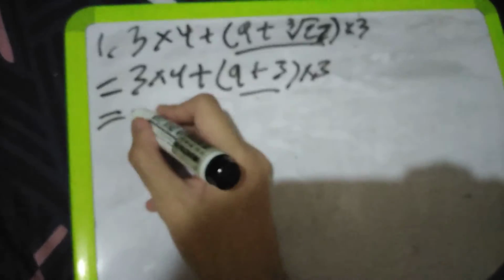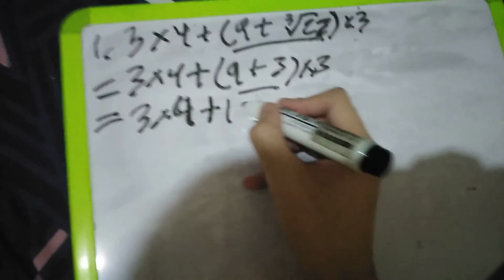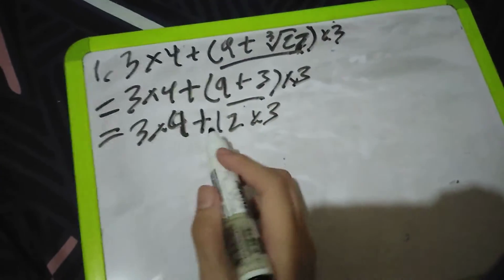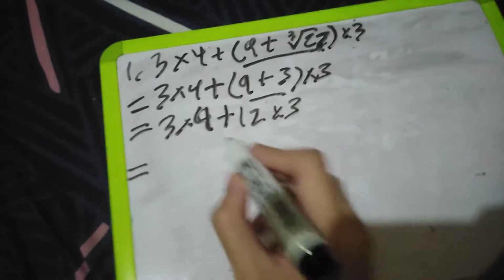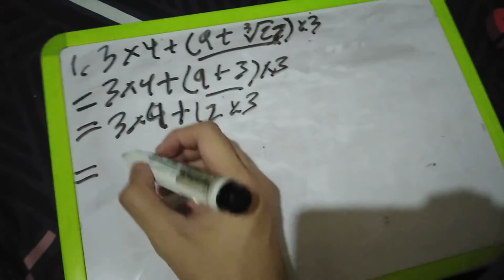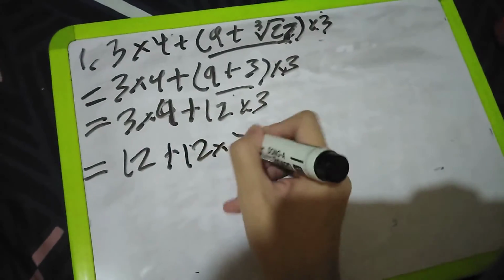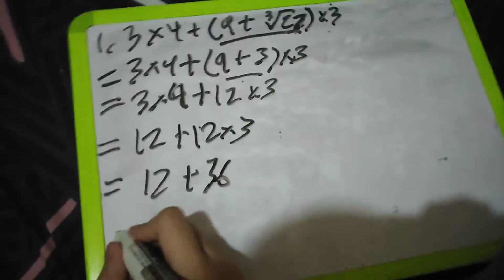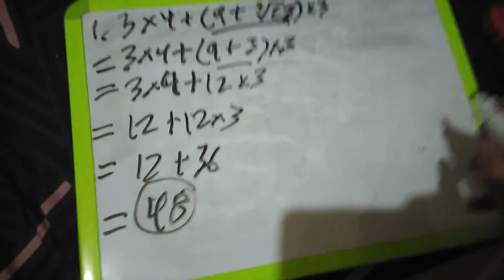So then we do this, which becomes 3 times 4 plus 12 times 3. Now, the remaining operations are multiplication and addition. And we have to do multiplication first, from left to right. So we turn to this, and then this, and then this.